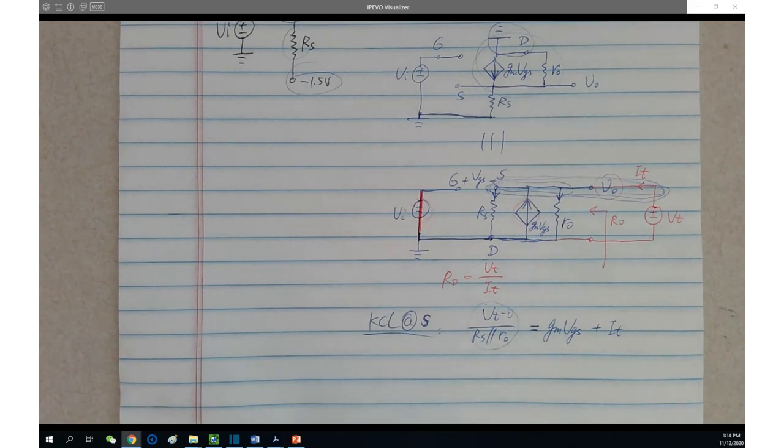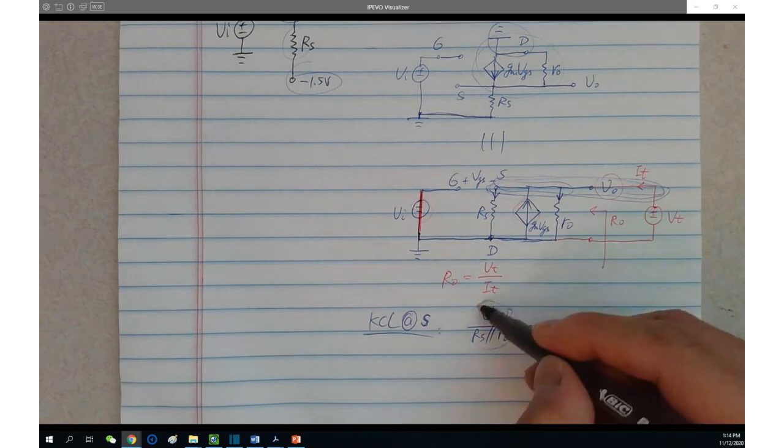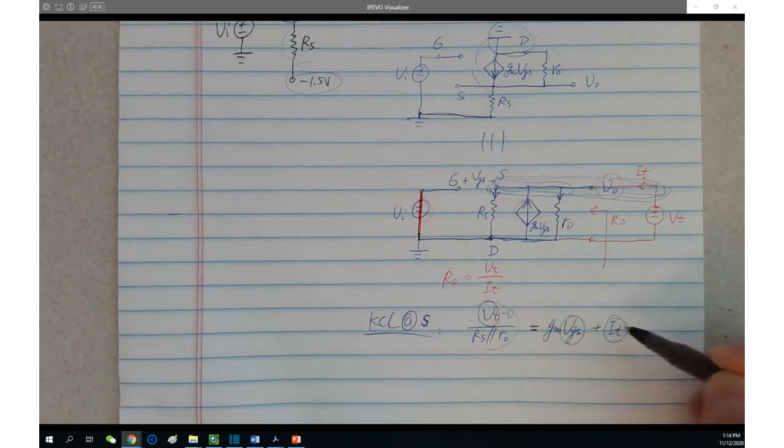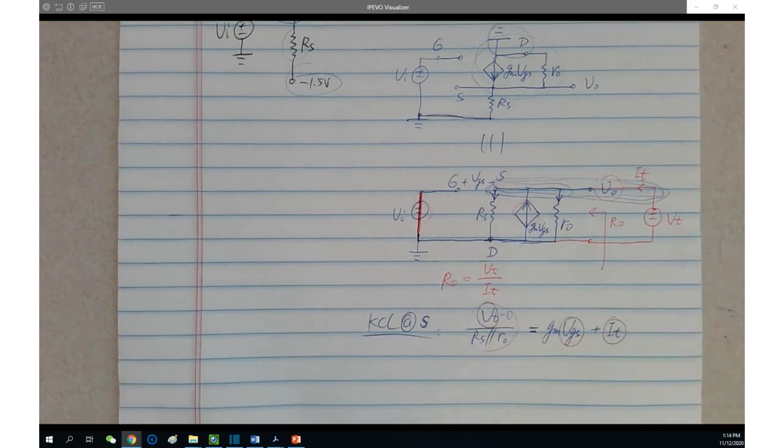And of course, we can count how many unknowns: Vt, Vgs, It, 3 unknowns, 1 equation. No, we can do nothing. We need one more equation. Can anyone tell what is the next equation? Can anyone tell from the circuit? Probably a little bit tricky to find, but it is there.